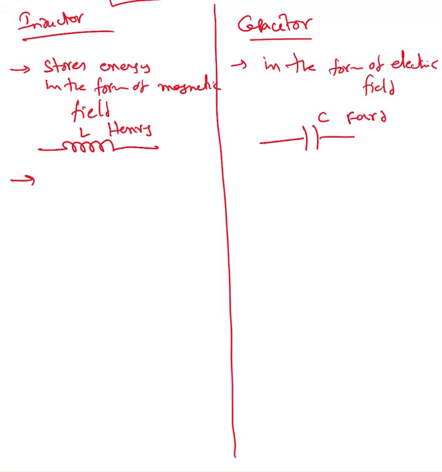Okay, energy stored here, I forgot to write it down here, which is half L I square. Inductor always depends upon the current, capacitor always depends upon the voltage: half L I square, half C V square.